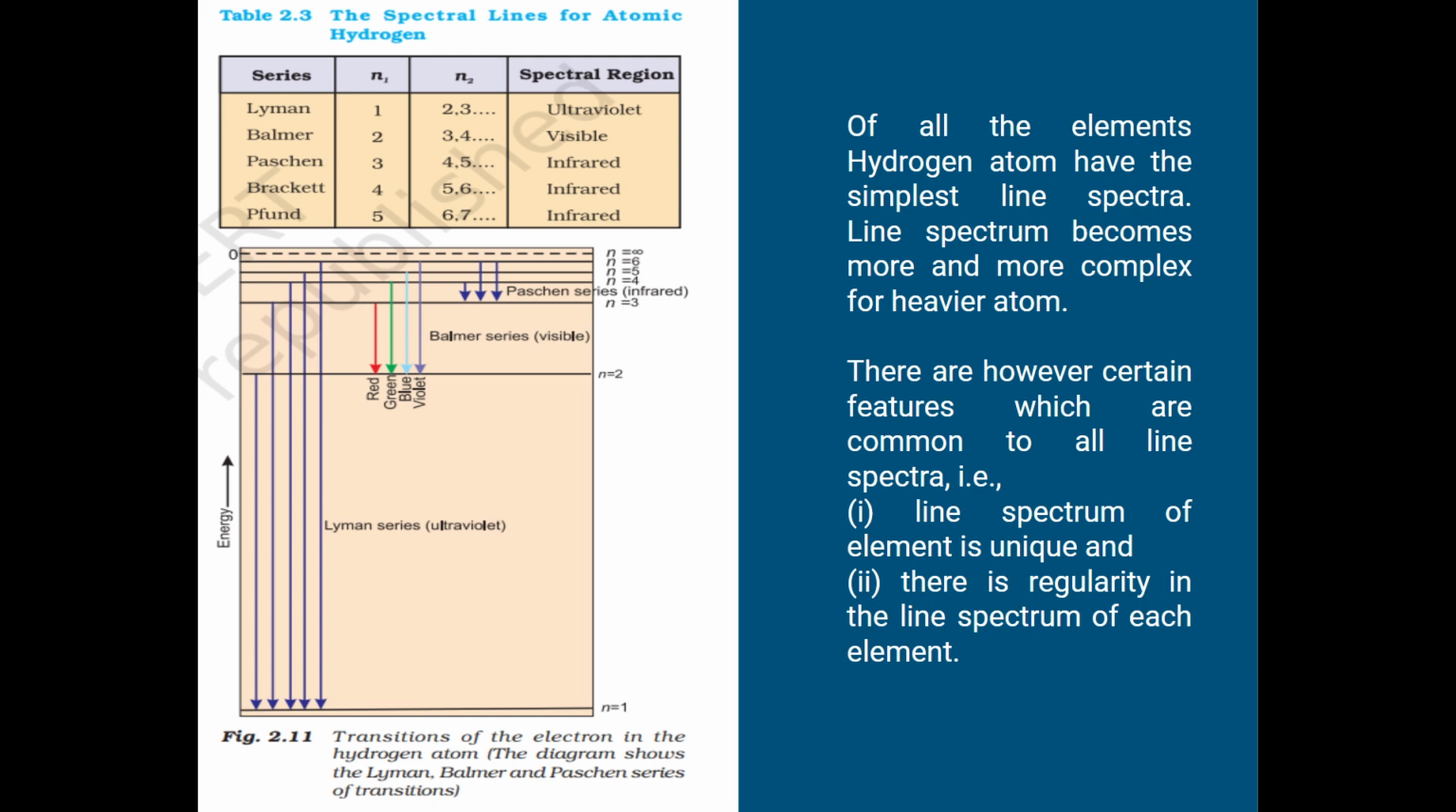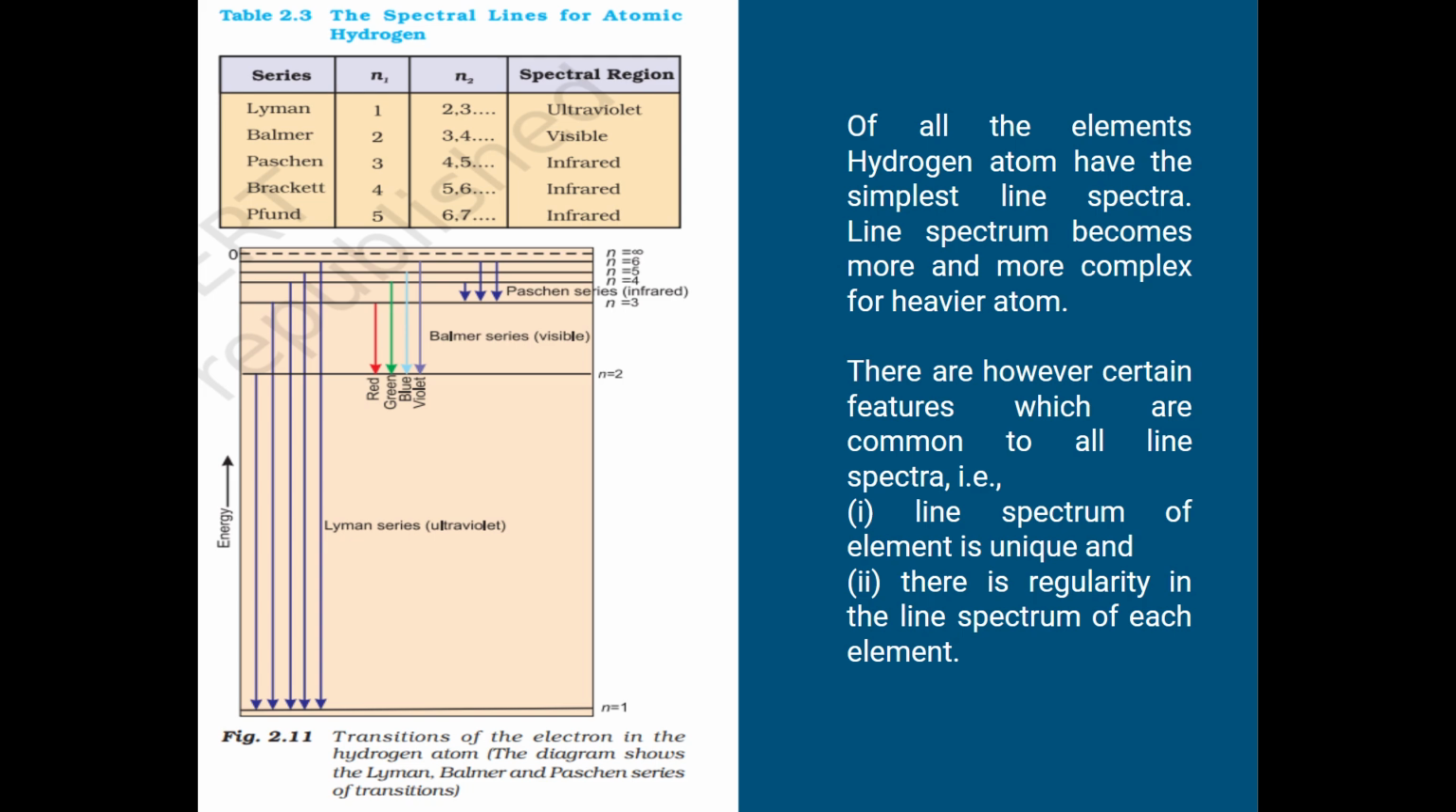Now, one thing that you have to learn is that your Lyman series lies in the ultraviolet region, your Balmer series lies in the visible region, and the other three series lie in the infrared region. Okay, so you should know how to draw this diagram, and you should know from this table which series lies in which spectral region. That's enough for the hydrogen line spectra. And now we will be moving to the Bohr model of atom.